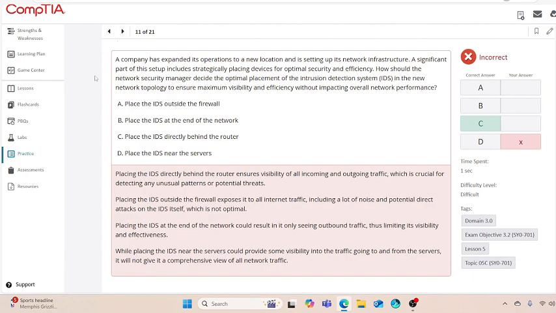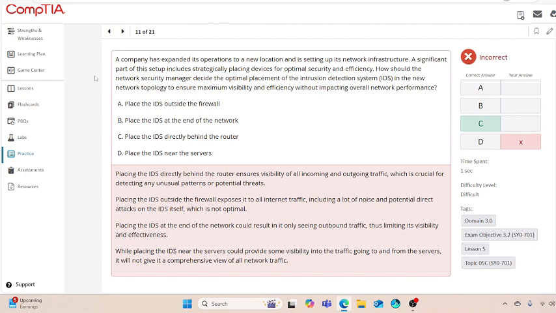A company has expanded its operations to a new location and is setting up its network infrastructure. A significant part of this setup includes strategically placing devices for optimal security and efficiency. How should the network security manager decide the optimal placement of the intrusion detection system in the new network topology to ensure maximum visibility and efficiency without impacting overall network performance? Place the IDS directly behind the router.